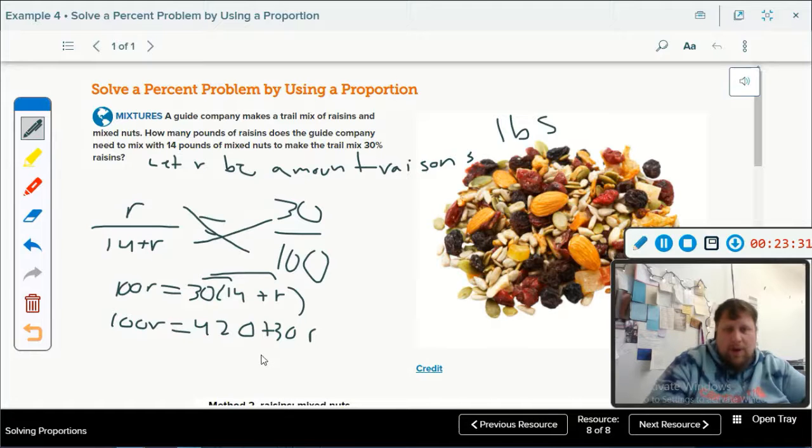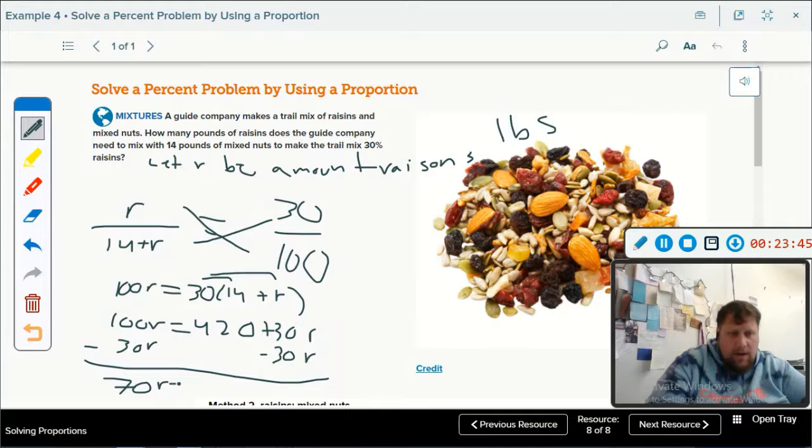And then I'm going to subtract 30R from both sides because I want to get my variables over here and I'd like to keep them positive. And if I do this, I've satisfied step one, which is get the variables on one side, numbers on the other, and I get 70R equals 420.